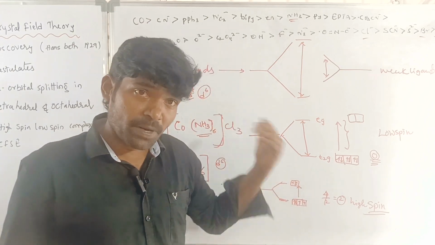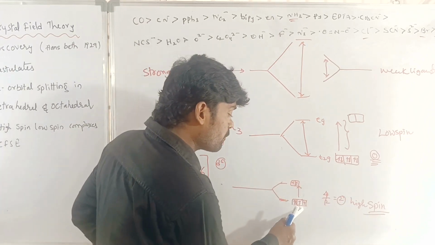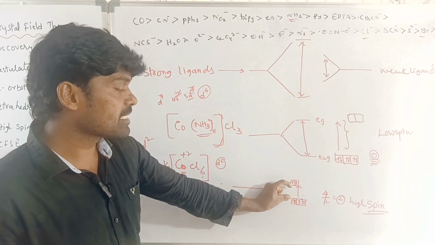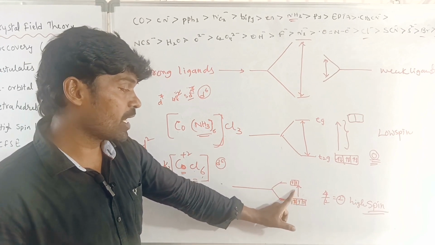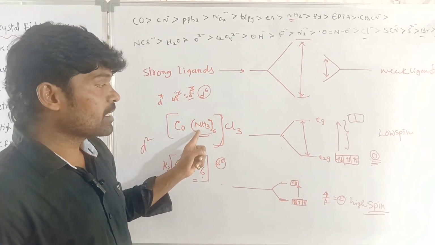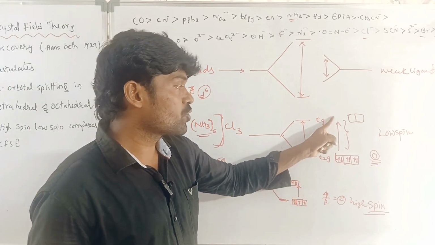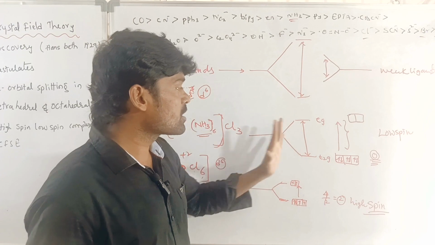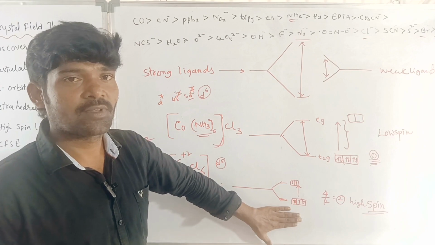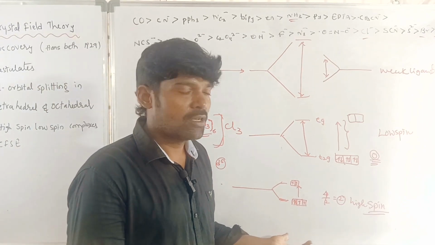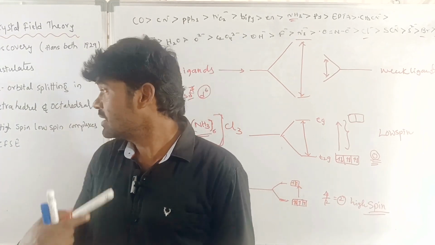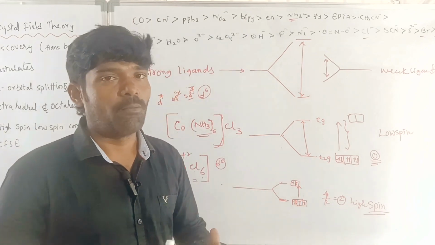Previously I have explained that if an electron wants to jump from lower to higher, in this example it is very, very easy, because a small amount of energy is sufficient to jump the electron from lower energy to higher energy. When coming to strong field ligand low spin complexes, to make the electron jump from lower energy to higher energy, we have to supply a high amount of energy to that complex when compared to this complex. See how the properties simply changed. So it depends upon the ligand strength. Clear? So that's how high spin and low spin complexes will form.